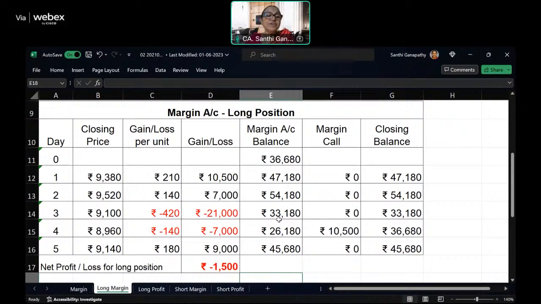Now, the profit or loss which the person has made can be found in three ways. One of it will be to add the daily gain or loss and arrive at the answer. This is one way of finding it.